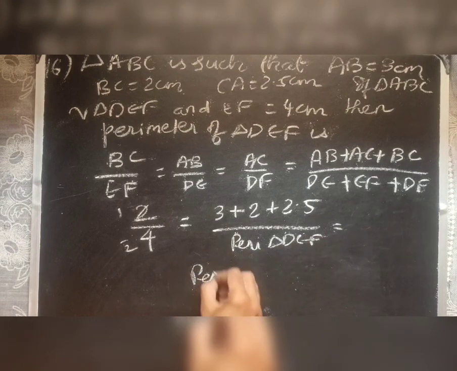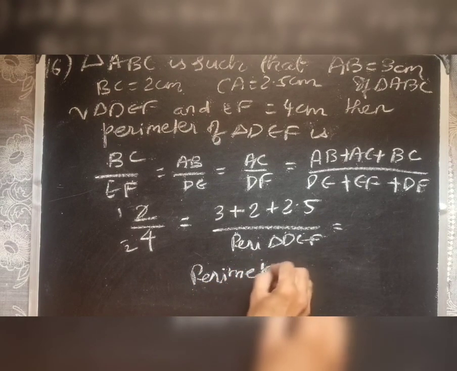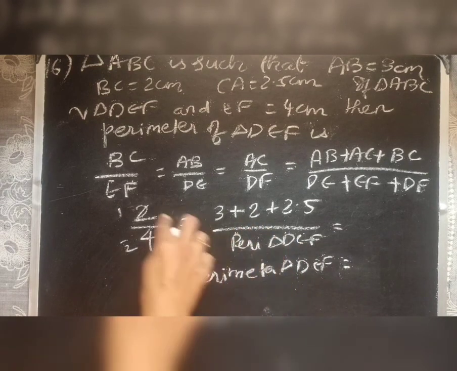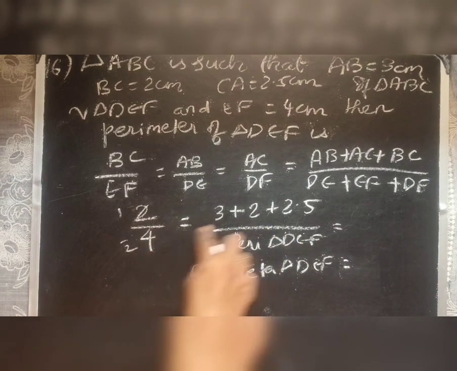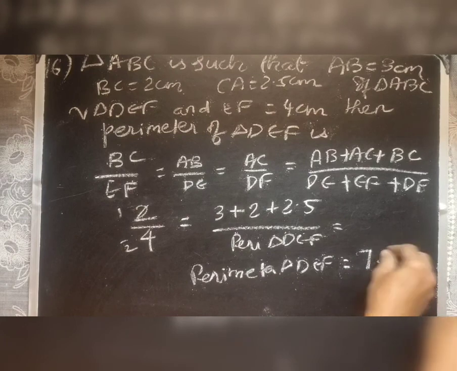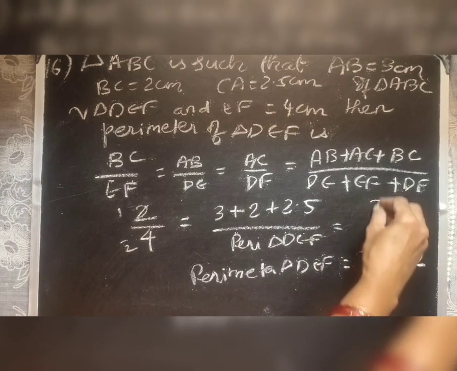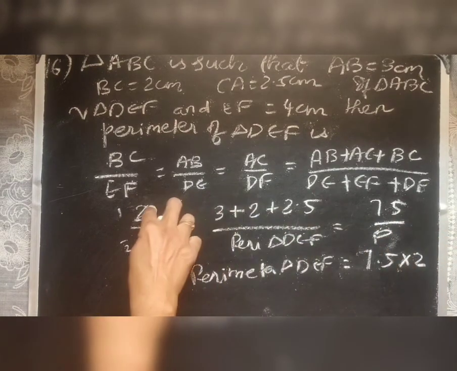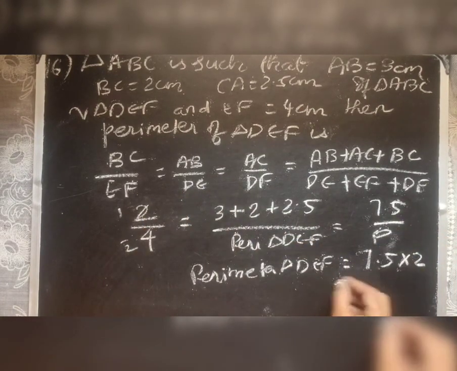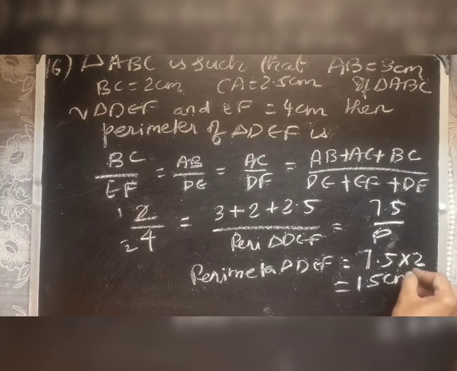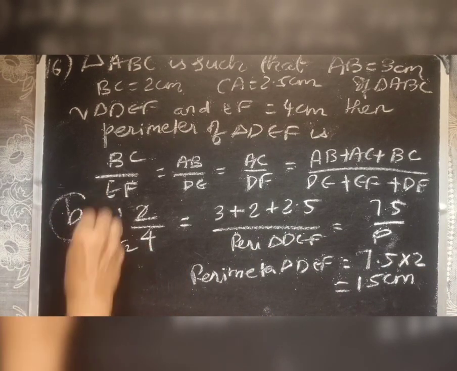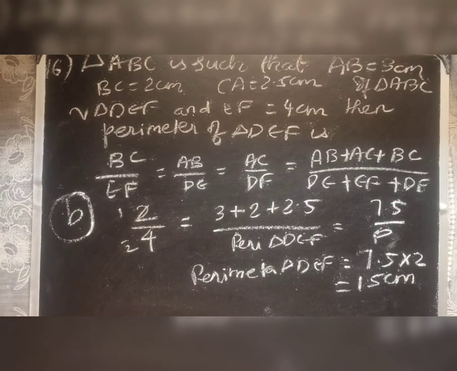So we can write the perimeter of triangle DEF will be equal to, if this goes to this side, it means 2 will come to this side. So 7.5 into 2, because this is nothing but 7.5 by perimeter. So perimeter into 1 is equal to 7.5 into 2, which is equal to 15 centimeter. So as a result, my option B is the correct answer.